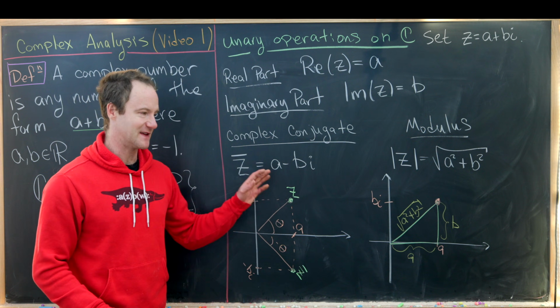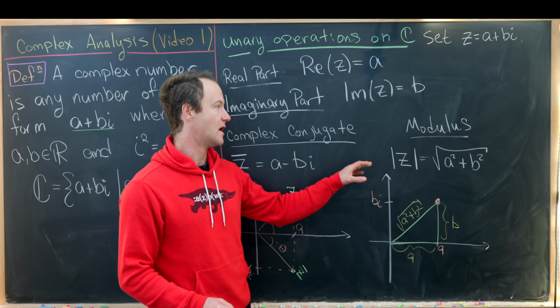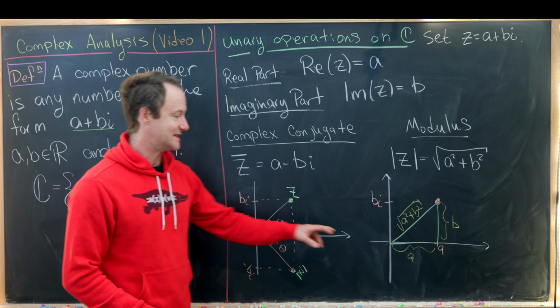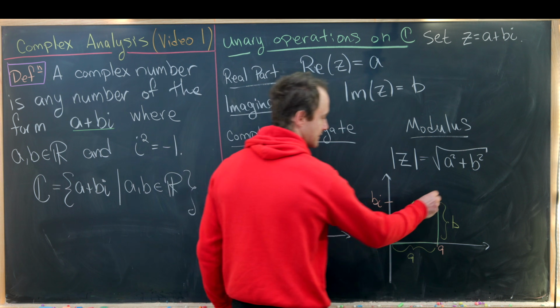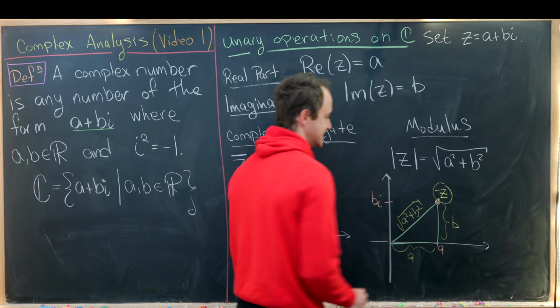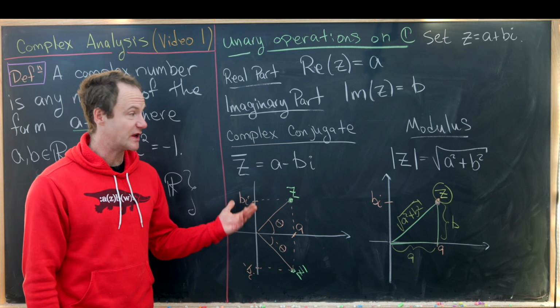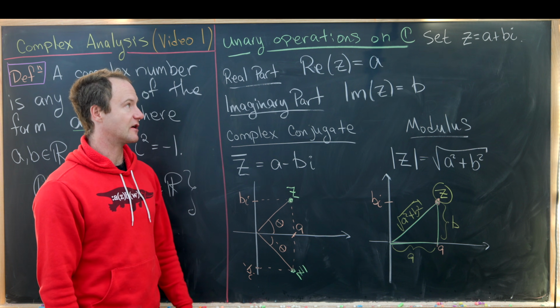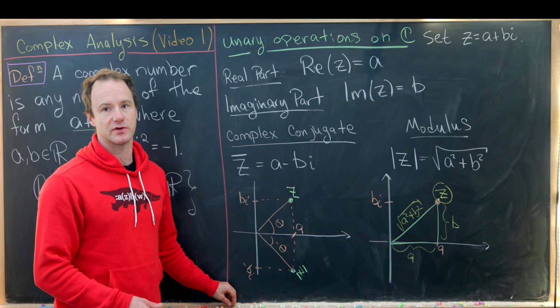So you can think about this as the length of the hypotenuse of the completed triangle of our complex number z, or as the distance of z from the origin, which is essentially what's going on here. So notice if this point right here is z, then the distance from the origin is this measurement here, which we called the modulus of z. Okay, so now we've got our unary operations on C. Let's get rid of this and we'll look at some binary operations on C.